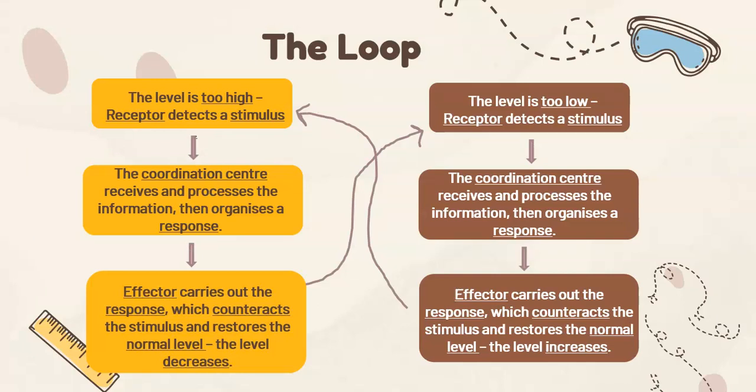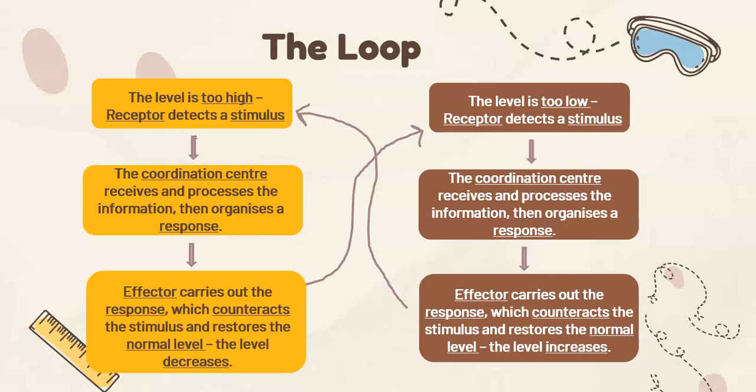Now the loop is a representation of the feedback mechanism, and here it is shown as the level of a particular body condition becoming too high. The receptors detect a stimulus, and that stimulus is passed to the coordination center. The coordination center receives and processes the information, then organizes a response. The response is passed on to the effectors, which carry out the response, and that response is to counteract the stimulus and restore normal level.